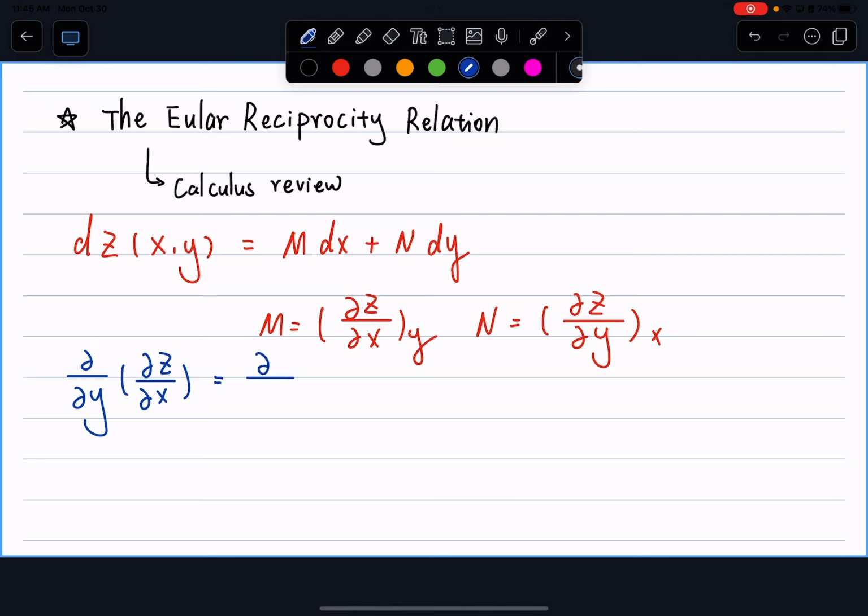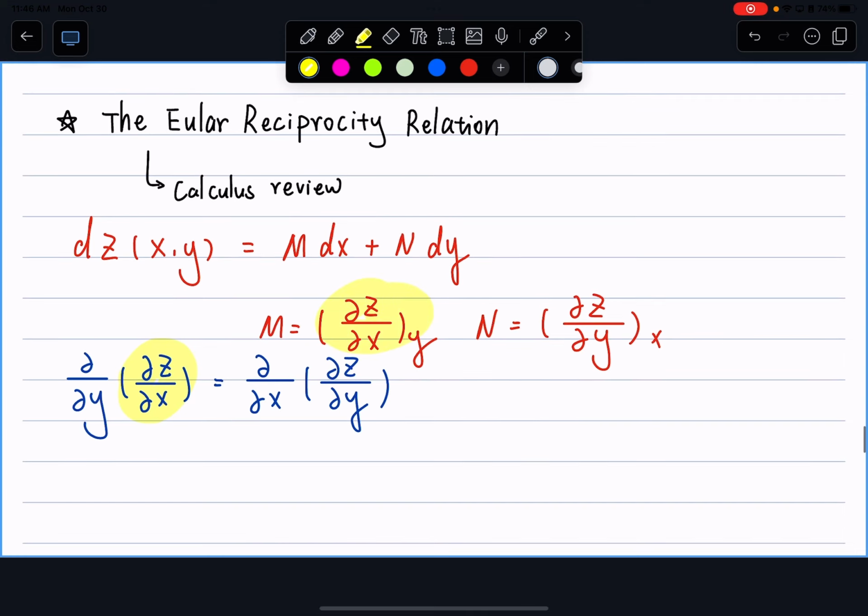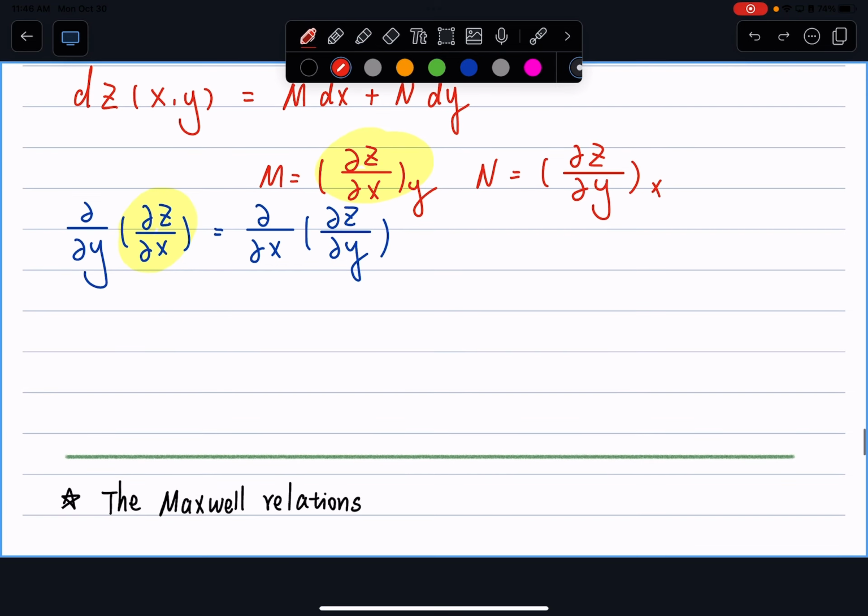So we have the second partial derivative of z over dx dy equals that of z over dy dx. You can see the proof of this in your calculus chapter 1 section. Basically what it says is the order of your partial derivative does not matter. And in here, our partial derivative of z over x at constant y is effectively your M. And likewise, the partial derivative of z over y is your N.